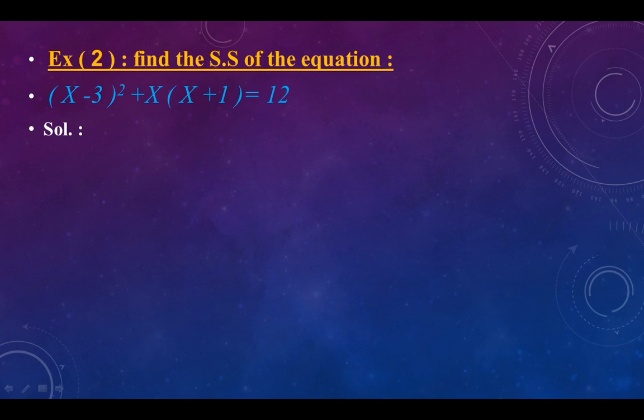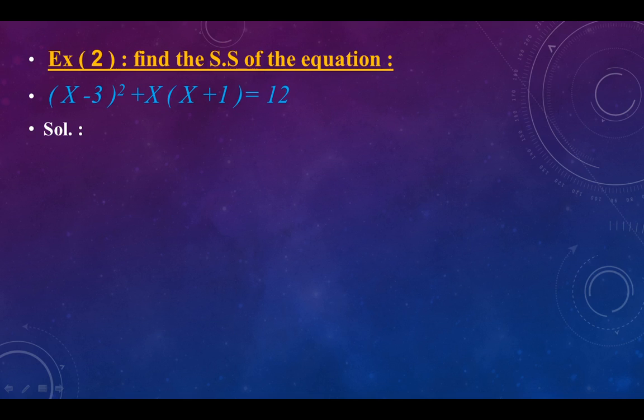Okay? So if you want to expand a bracket to the power of 2, the rule is first times first, or you can say first power of 2: x times x equals x power of 2. Second times second, negative 3 times negative 3, equals positive 9. And first times second times 2: x times negative 3 equals negative 3x, times 2 equals negative 6x.